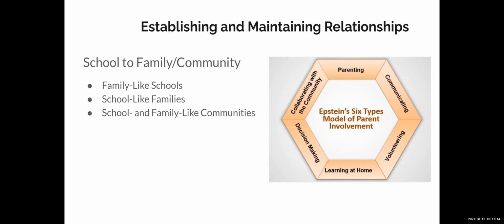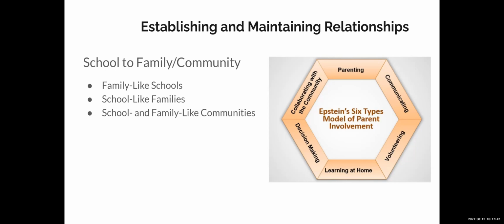So one of the frameworks that a school could look at adopting is Joyce Epstein's 6 types of parent involvement. And we do have a link to this on the Padlet as well. So when we think about the 6 types of involvement that a school could utilize, type 1 is parenting, which is really thinking about the family practices and home environments that support children as students.